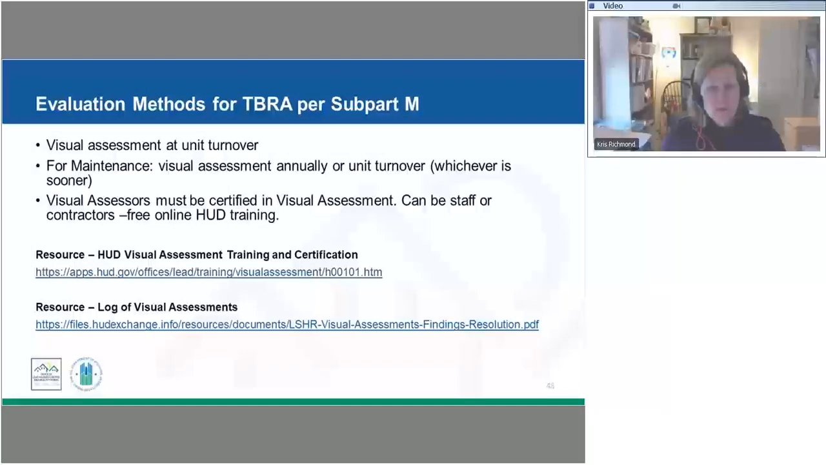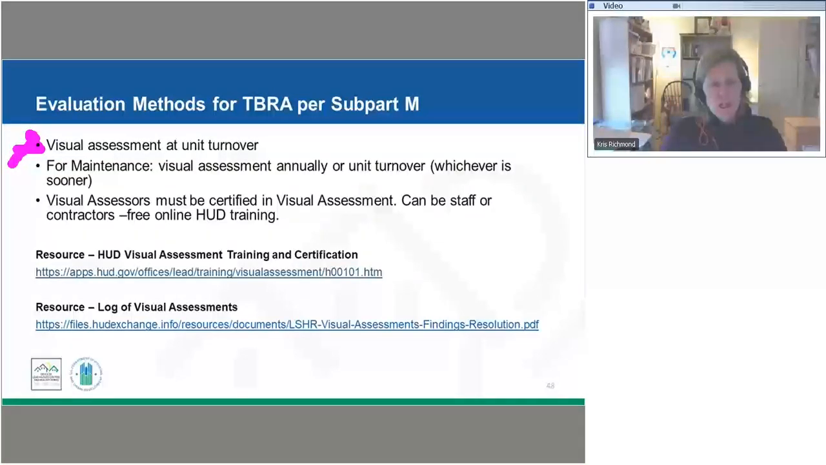So we're doing a visual assessment at move-in, and the landlord is doing it every 12 months to ensure that it's still meeting all the standards of that area. During that visual assessment, they identify deteriorated paint. This family has not moved in yet. They want to move in, but we're checking and we see that there's deteriorated paint. And so we need to make sure that deteriorated paint is addressed properly.